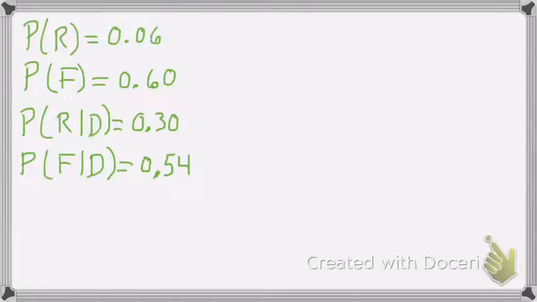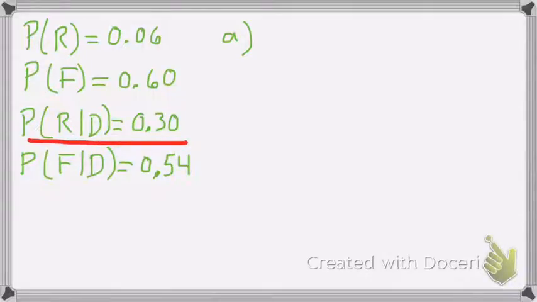Okay, we're looking at problem 42 from chapter 6 on page 320 of your textbook. This is going to be dealing with some conditional probability and how it affects independence. The first thing it wants you to do in part A of this problem is to interpret what the probability of R given D is.